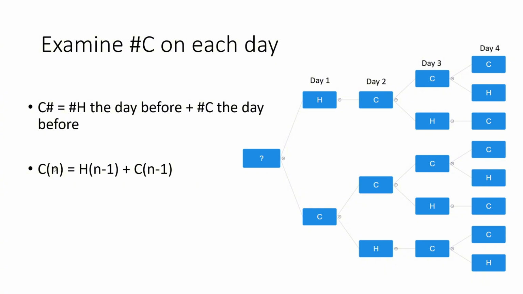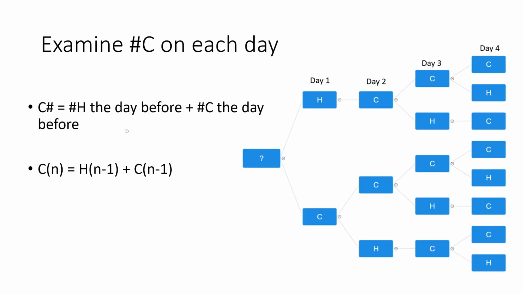So c of 3 should be h of 2 plus c of 2. c of 2 is 1, 2, and h of 2 is just 1, so that's 3 altogether. And that should be the number of cheeses there are on day 3, which is 1, 2, 3. So that works. Now we need to combine these 2 equations we've made here.